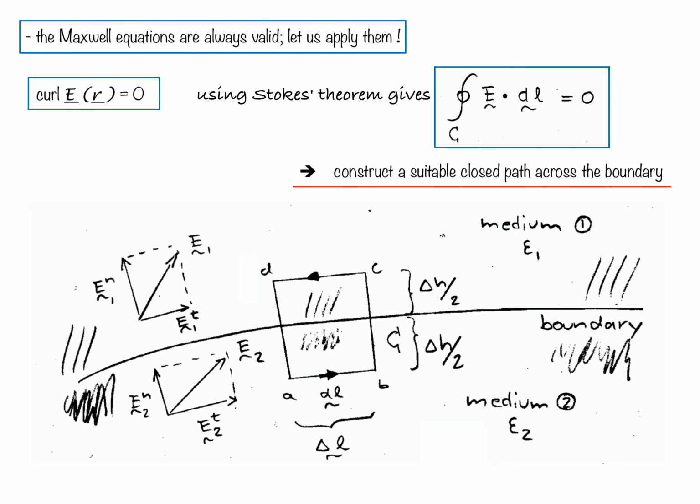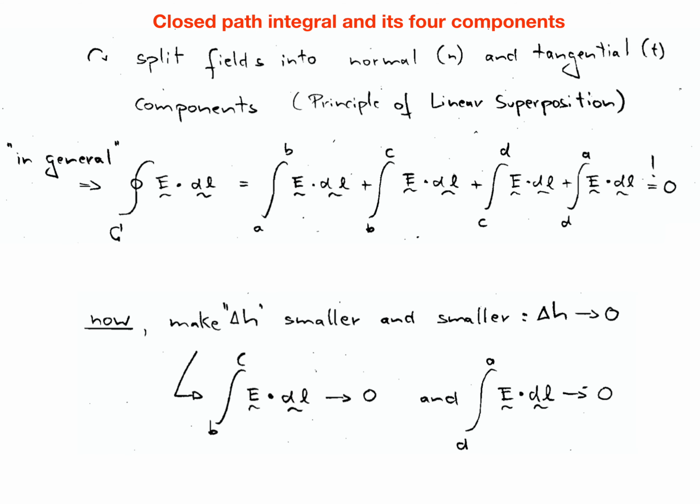The closed path integral is then effectively determined by the two sections that are parallel to the boundary. Here the approach is shown in detail. The electric field strength on either side of the boundary is split into a normal and a tangential component. This is possible because of the principle of linear superposition.